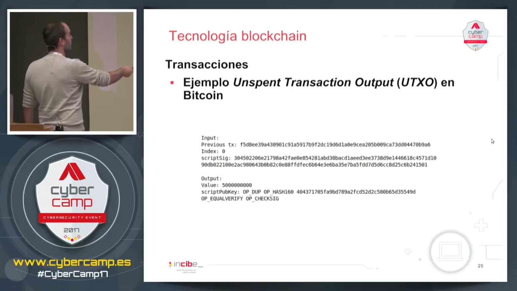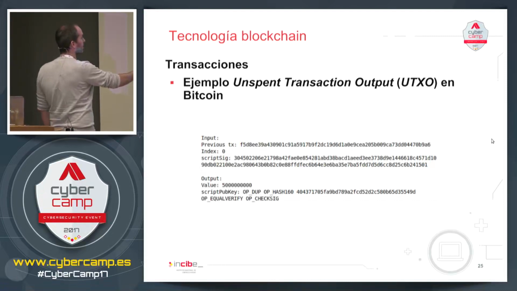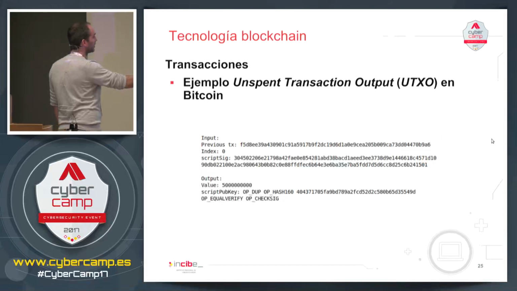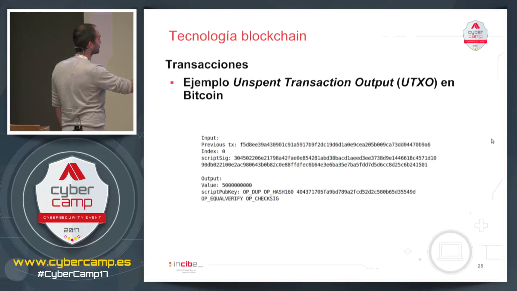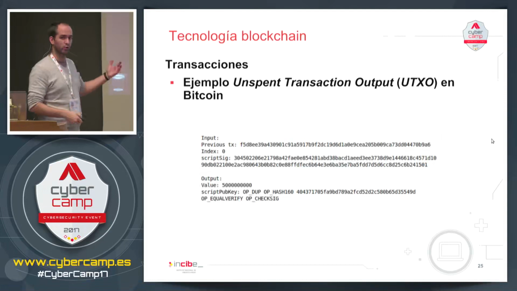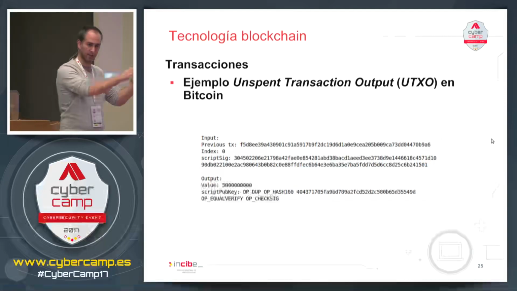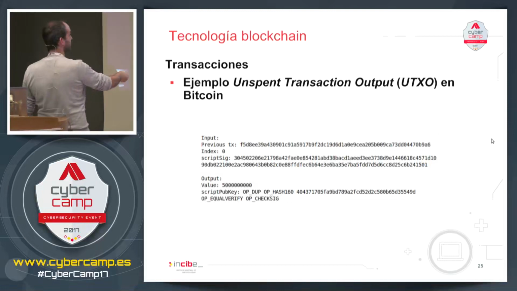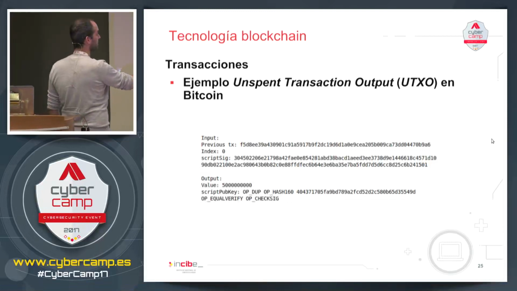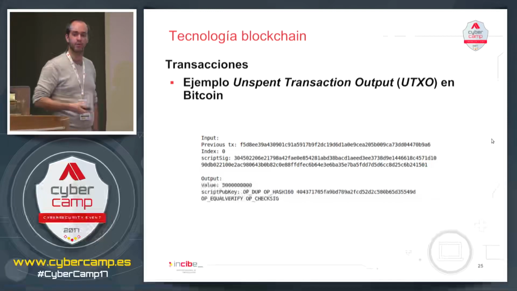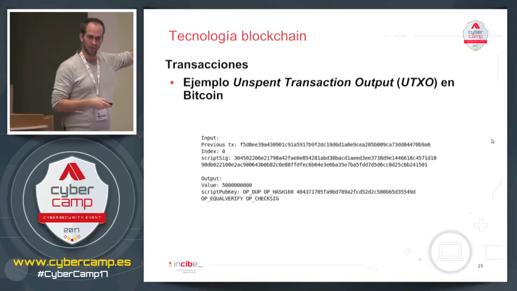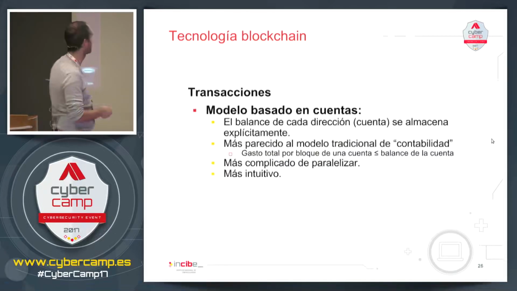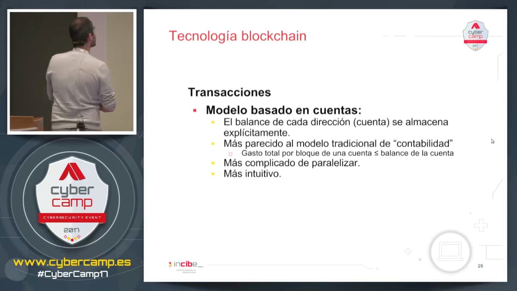And the output, the value that I want to put there, and the operations that are going to have to be done by the people that want to spend or consume or use it. So here it is, verify object. You have to find a signature, a digital signature, but there are other ways of doing it.